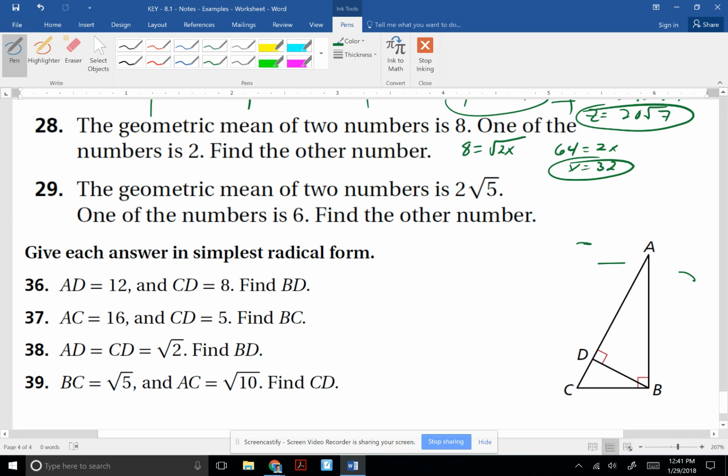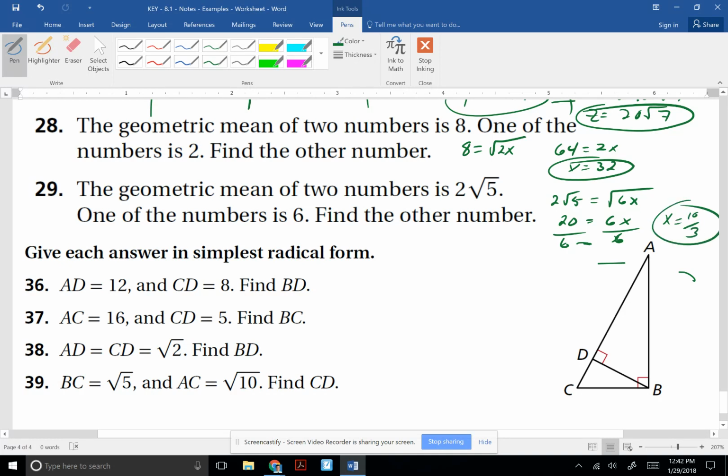Okay, the geometric mean of two numbers is 2 radical 5, and one of the numbers is 6. So same type of thing. One number is 6, the other I'll call x. So 6 times x. I can square both sides. Make sure to square both of these, right? Distribute it essentially. So it's going to be 4 times 5, so 20 over here equals 6x, and then we divide by 6. And then, of course, we could leave it as a decimal or a fraction, but because it's going to be thirds, we should just do 10 thirds. So x just equals 10 thirds.